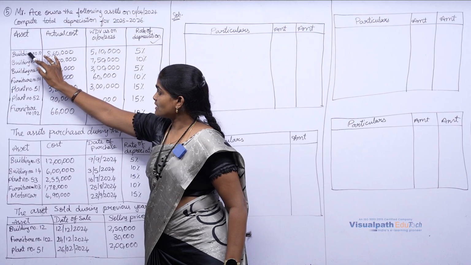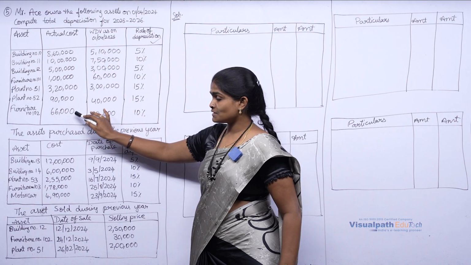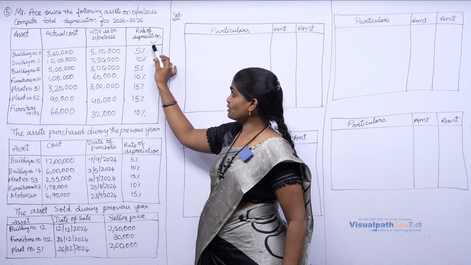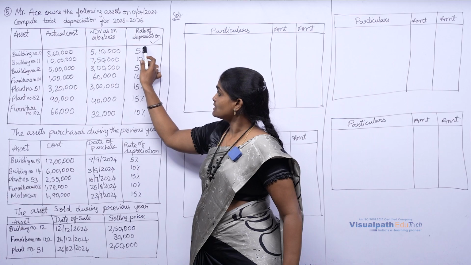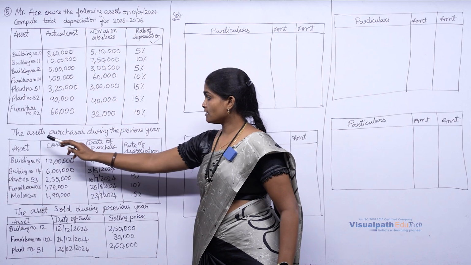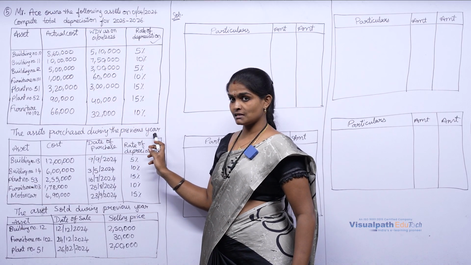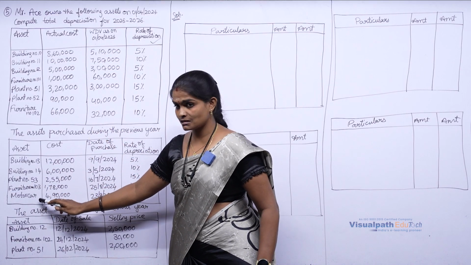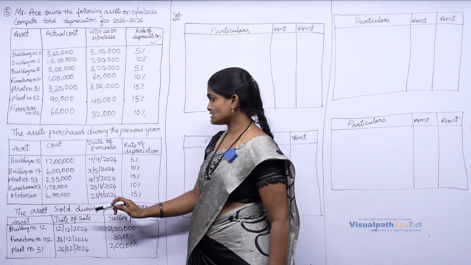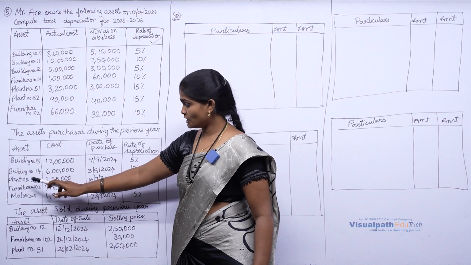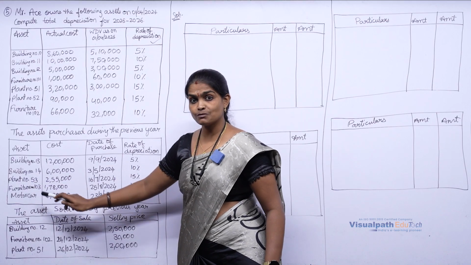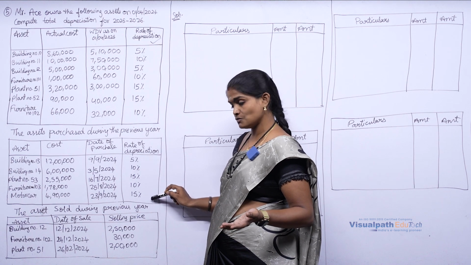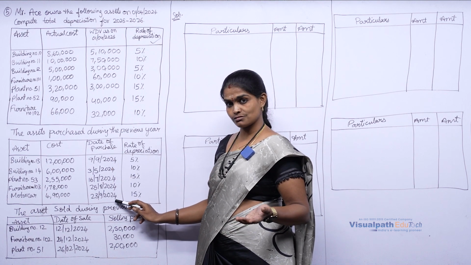Now what all are given? These all are the asset details, the actual cost of the asset and the written down value as on 1st April 2025 is given. Then the rate of depreciation for each block of asset, the type of asset, is given. Then the asset purchased during the previous year. So these all are existing assets and these are the new assets which are being purchased during the previous year. So building number 13, building number 14, plant number 53. These all are the assets which have been purchased during the previous year, and this is the rate of depreciation which is given, and date of purchase is also given.